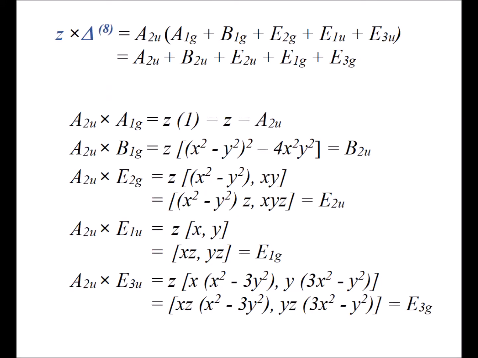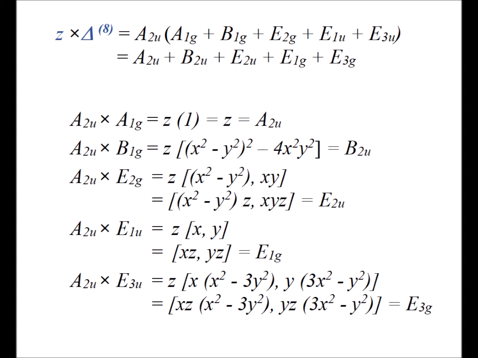In the point group D8H, we notice that the z basis function corresponds to the A2U irreducible representation. We can generate our reducible representation for pi bonding by multiplying that z times our permutation representation, delta 8. And we saw in detail what delta 8 was equal to, and here we show the formal multiplication of those irreducible representations with each other.